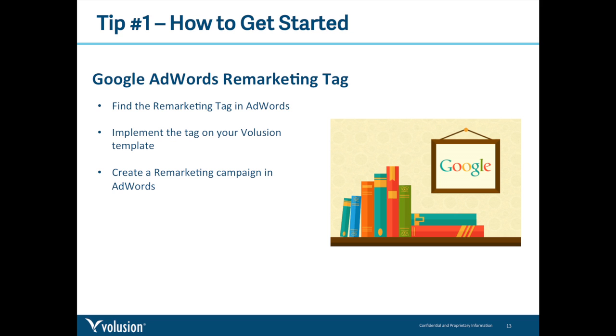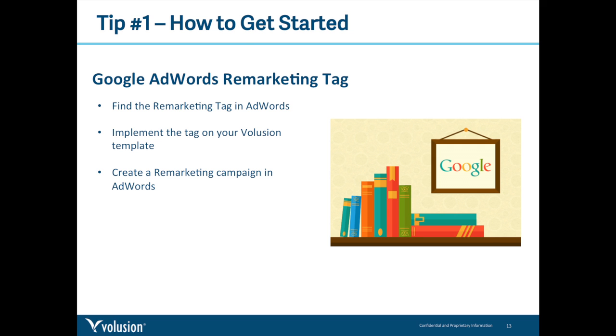So first, you'll begin by finding the remarketing tag provided by Google AdWords and then implement that into your template just by copying and pasting. Now this tag is going to tell Google which customers to track by adding a cookie to their browsing. And then, once the tag is added to your template, it can take about 24 to 48 hours to be recognized, but once it is, you can create your first ads and audience lists.